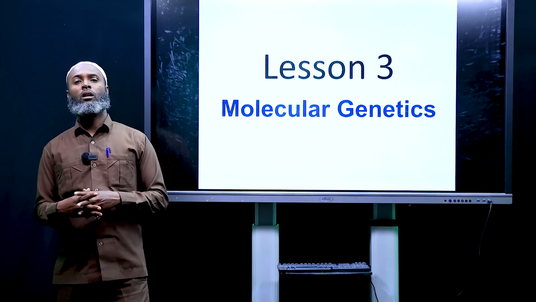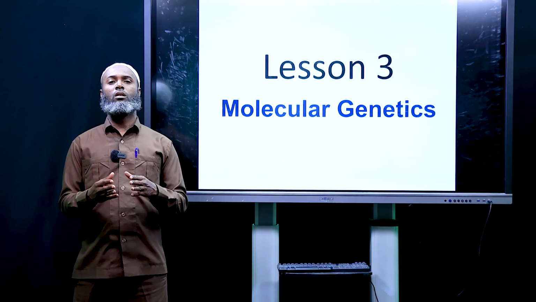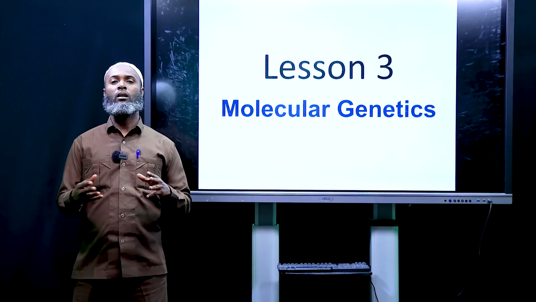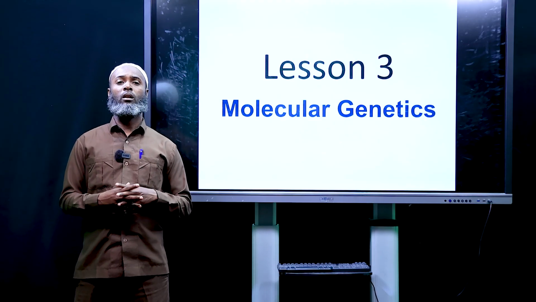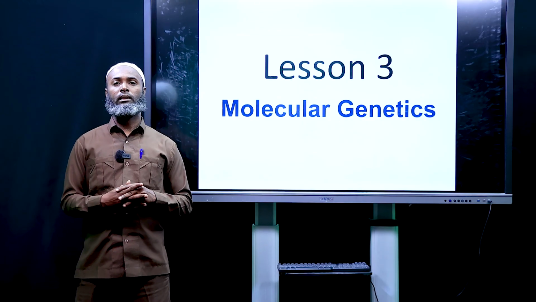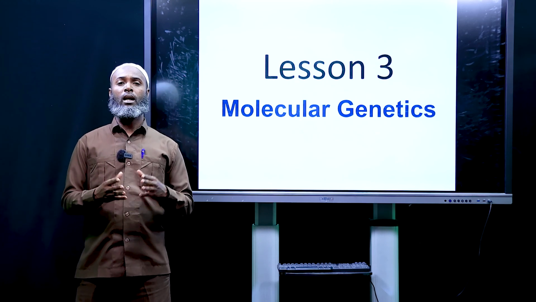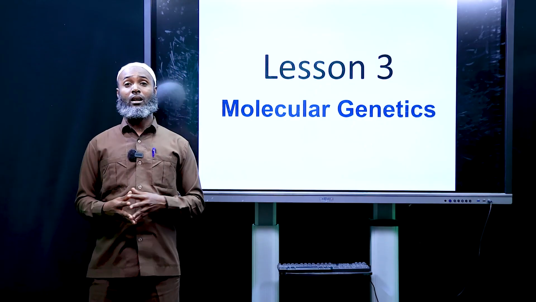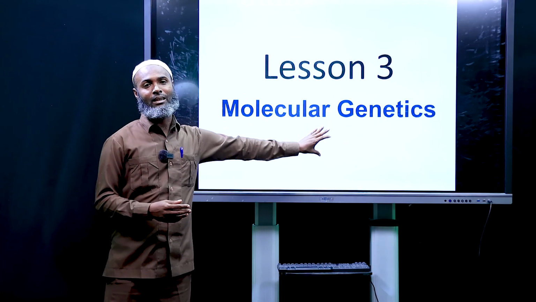We have seen that humans have 46 chromosomes. These chromosomes, 23 come from the male and 23 come from the female. From the 23 pairs, one pair is known as the sex chromosome. This sex chromosome in males is XY, whereas in females it's XX. Today, we are going to see molecular genetics.